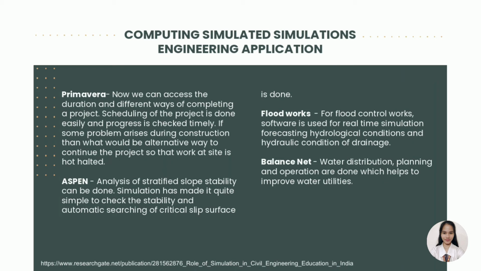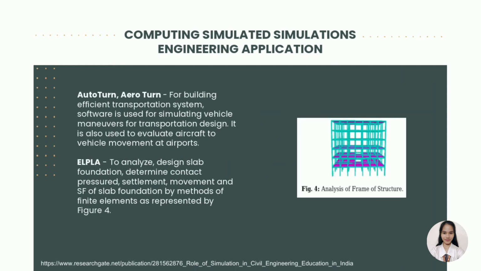So that's what you can see in figure 3. That's the example, the visualization of an inside building with the help of tool. Next is Primavera, for the scheduling of project, and the Aspen analysis of stratified slope stability can be done, and Floodworks for flood control works, BalanceNet for water distribution, planning and operation are done, which helps to improve water utilities.